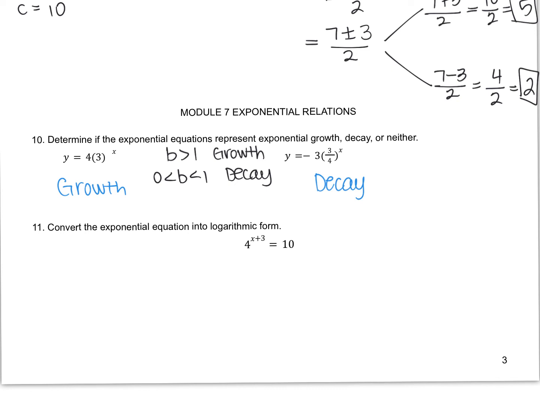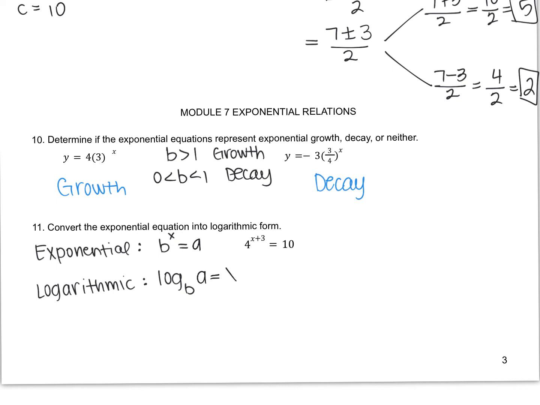Next, we talked about converting between exponential and logarithmic form. Just to refresh, exponential form is b to the x equals a, and logarithmic form, or log form, is log base b of a equals x. So whatever the base of your exponential equation is becomes the base of your logarithm.